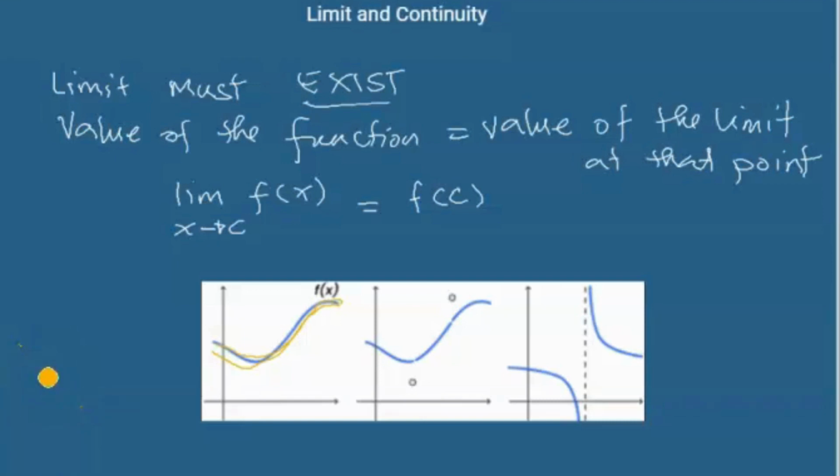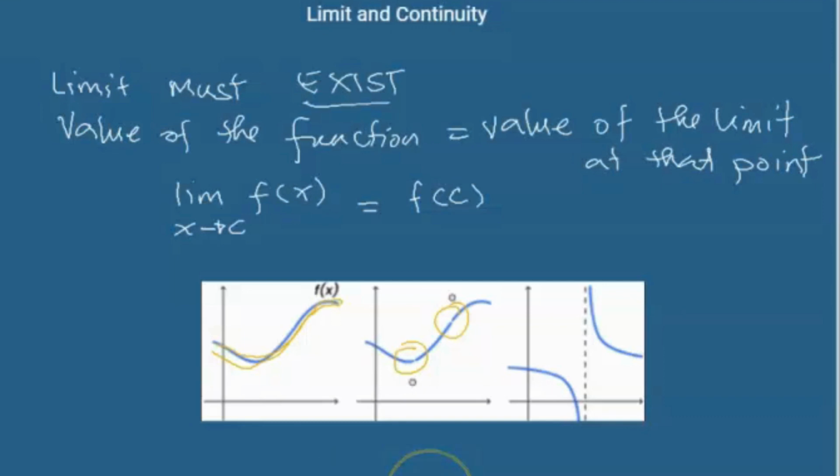Like this example, graph number 1. This graph number 1 is continuous at all values of x. It is defined for all values of x. Now let's go to graph number 2. As you can see, there is a break. There's a hole, so this is discontinuous.